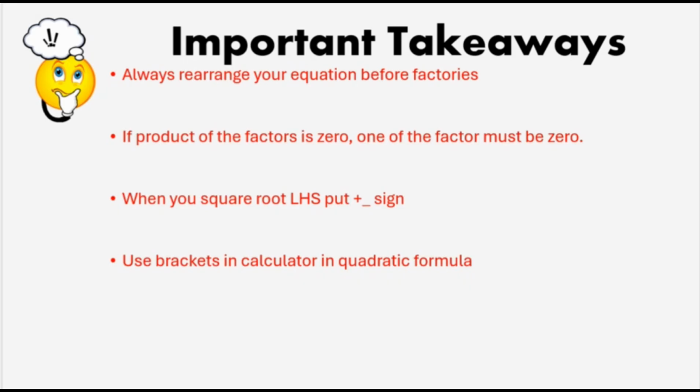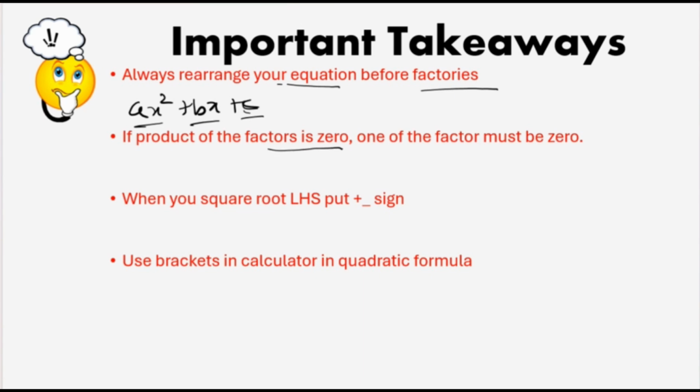Important takeaways for this topic. Always rearrange your equation before factorizing. That means whatever form is given, always arrange it in ax squared plus bx plus c form. So the square term is always first, the x term is in the middle, and the term without x, or the constant term, is last.